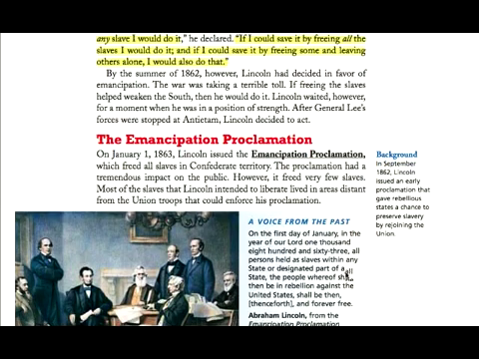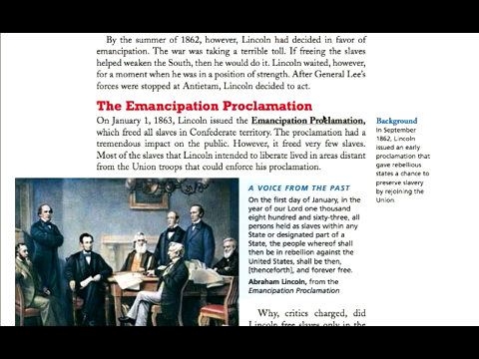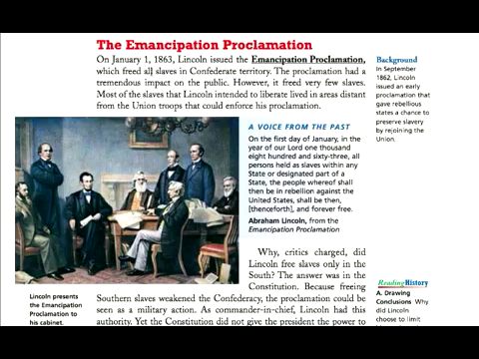By the summer of 1862, however, Lincoln had decided in favor of emancipation. The war was taking a terrible toll. If freeing the slaves helped weaken the South, then he would do it. Lincoln waited, however, for a moment when he was in a position of strength. After General Lee's forces were stopped at Antietam, Lincoln decided to act. On January 1st, 1863, Lincoln issued the Emancipation Proclamation, which freed all slaves in Confederate territory.